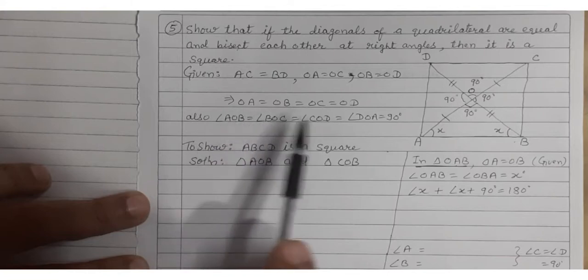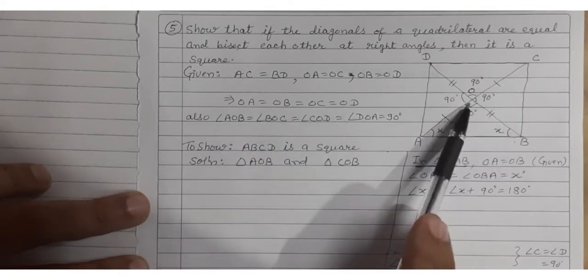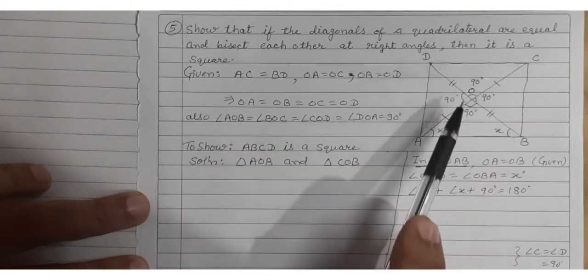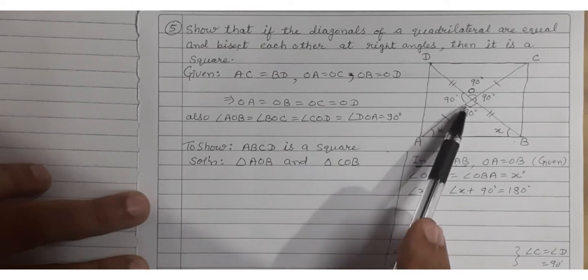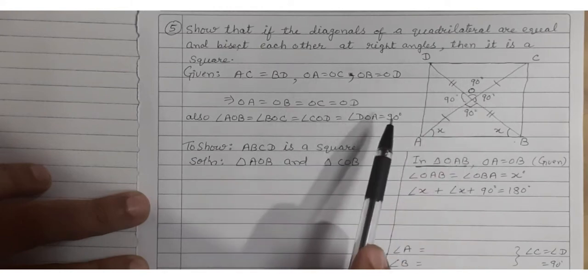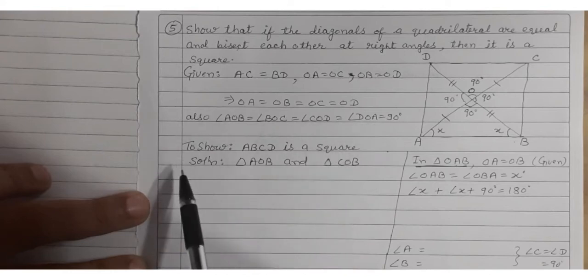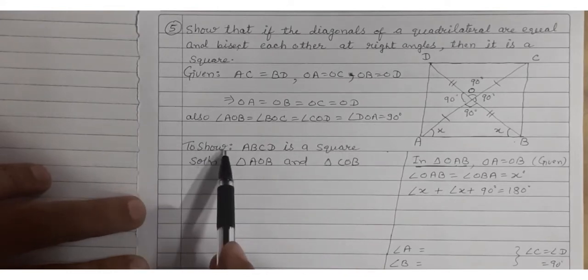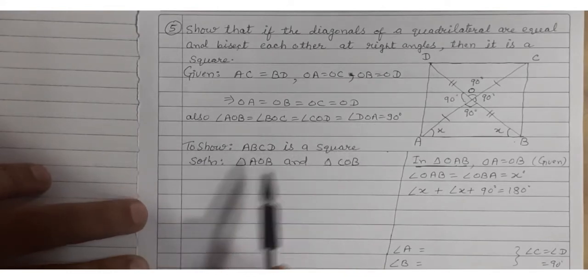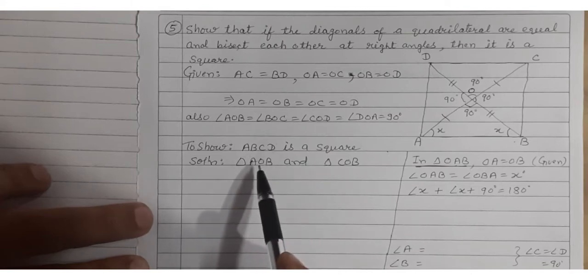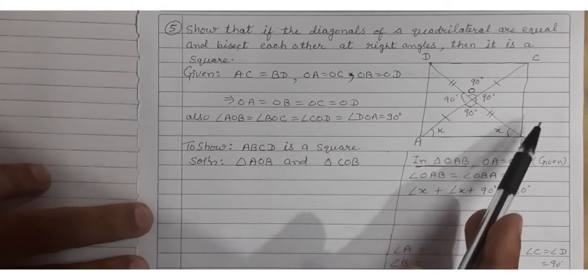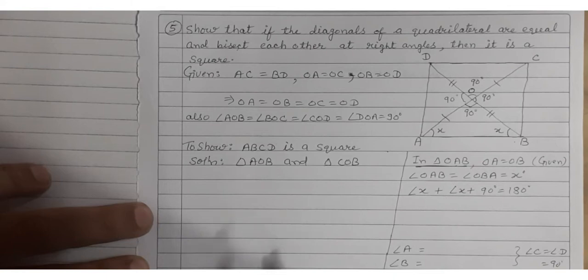Right angles means AOB, BOC, COD and DOA. Then this should be 90 degree each. What you have to show? This is a square. For proving the square, what I have to show? All four sides are equal and each angle is 90 degree.